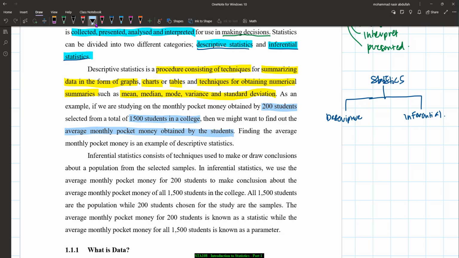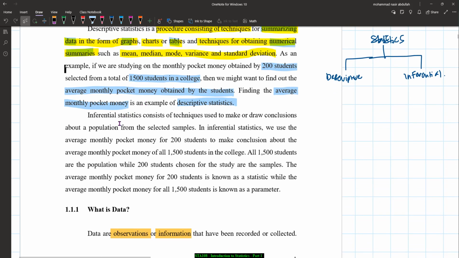So finding the average monthly pocket money ni, ini adalah part of descriptive statistics. Boleh? So finding the average monthly pocket money is an example of descriptive statistics. So you want to find average, you want to find the total, median, mode, standard deviation, itu semua lies under descriptive statistics, because descriptive statistics is actually the procedure consisting of techniques for summarizing data. Kita nak summarize data. Summarize data ni dalam bentuk apa? You can go into charts, tables, and you can also go for numerical summary such as mean, mode, median, variance, and deviation.